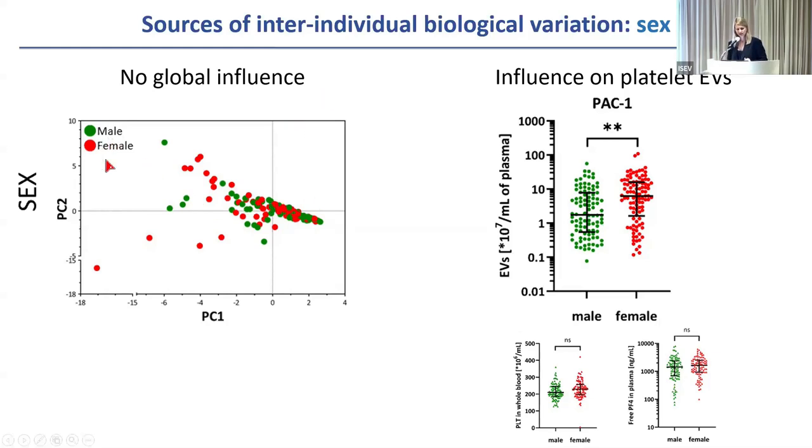If we color this in different ways, in this graph we colored it based on sex, you could also see that everything is mixed. There's no real distinction based on sex. But importantly, we could see that sex did influence some of the EV subsets. In this case, PAC1 positive EV concentrations were higher in females compared to males. And this was not due to changes in platelet concentrations or activation in females compared to males, so this seems specific just for EVs.